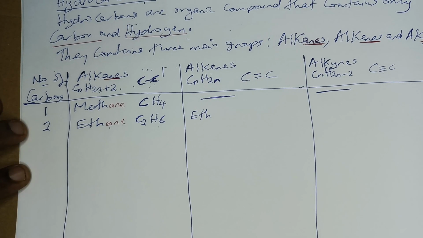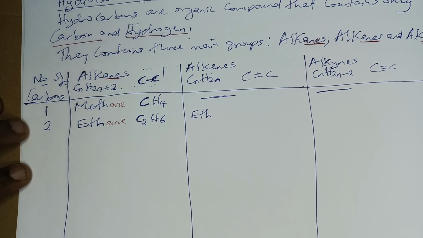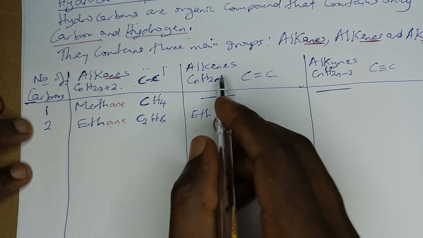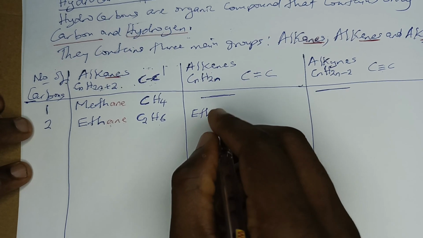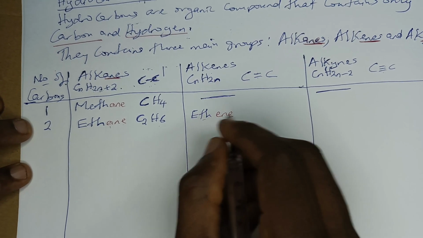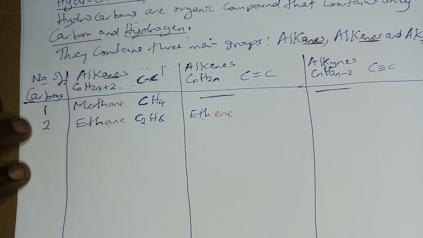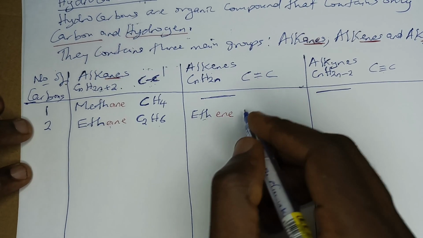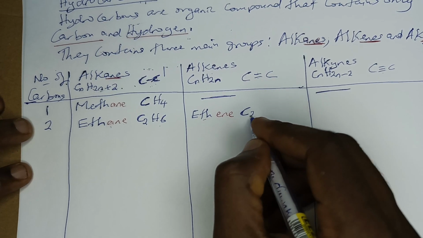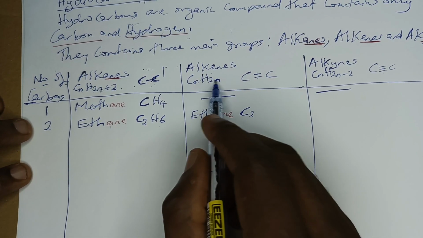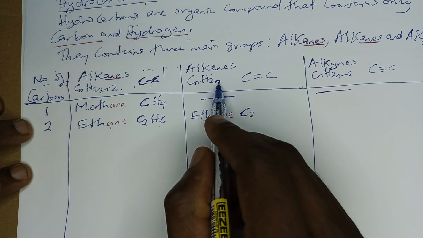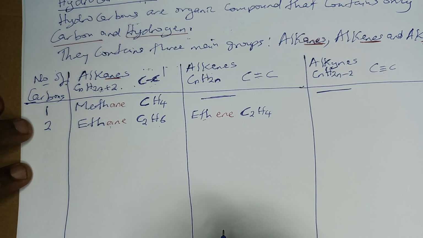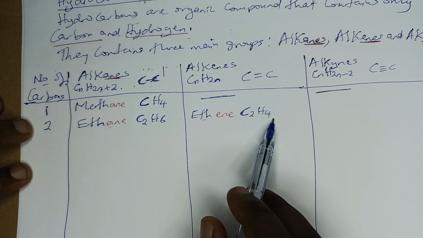Coming here, this one will be eth. Now, instead of finishing with ANE, the suffix will be ENE. That's ethene. In this ethene we have C2, and 2 times 2 is 4. C2H4. That's how the structure is.